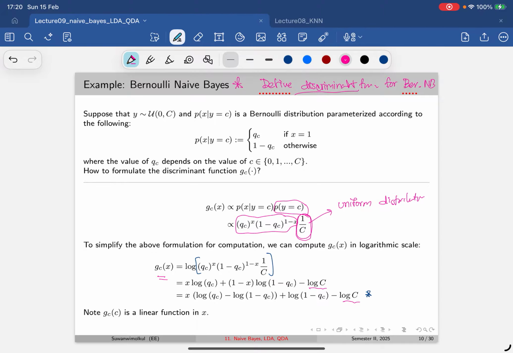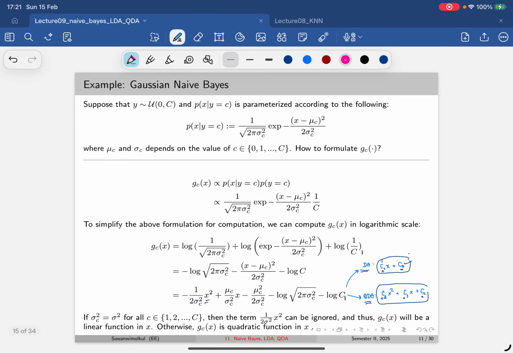So we could say that the prior of naive Bayes will be useless when it's a uniform distribution, because it doesn't help you with anything. You can actually ignore this term and you will still get the same result, right?